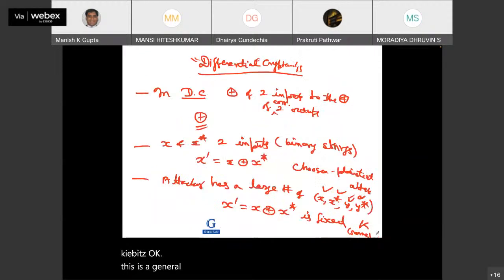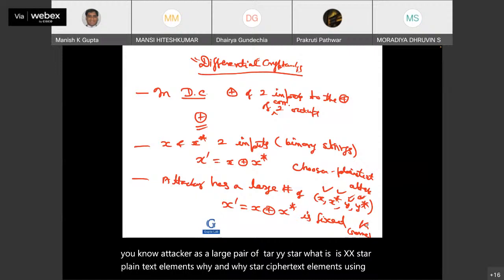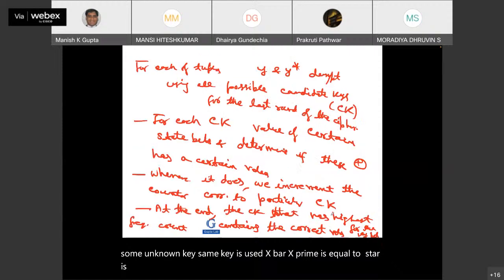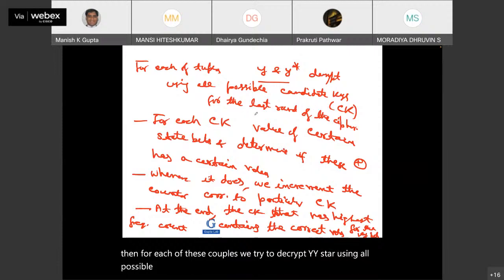Again, I am repeating. We start with the attacker having a large number of pairs X, X star, Y, Y star. X and X star are plaintext elements. Y and Y star are ciphertext elements using some unknown key K. The same key is used. X prime is equal to X exclusive OR X star, which is fixed. Now for each of these tuples, we try to decrypt Y and Y star using all possible candidate keys for the last round of the cipher.